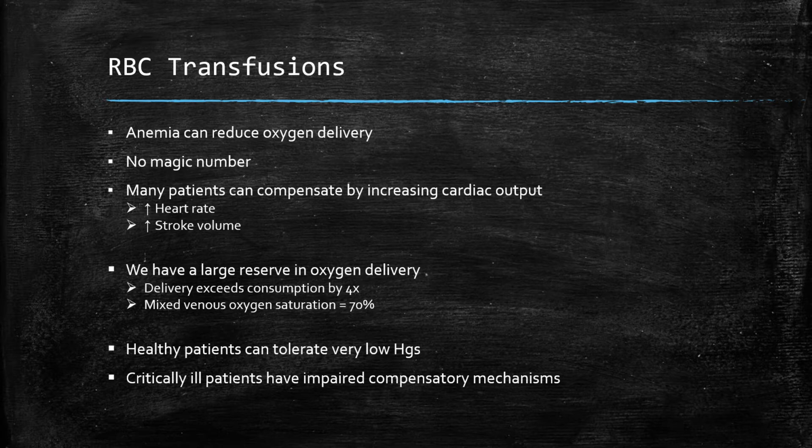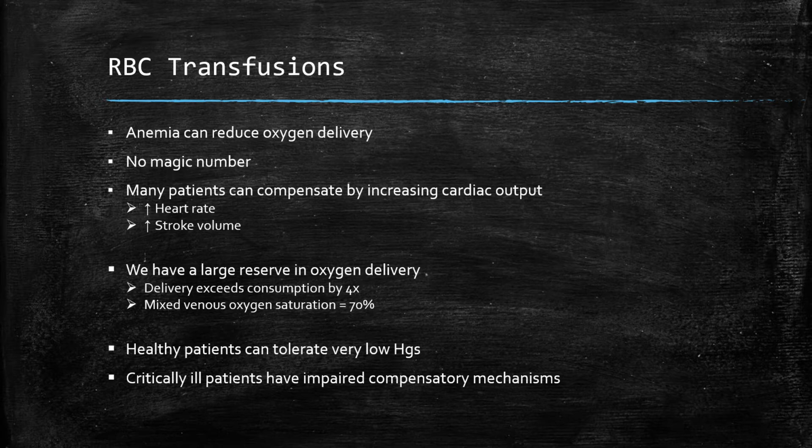Now, the decision to transfuse a patient or not is in no way a simple one. There's certainly no magic number of hemoglobin that we can universally rely on. Certainly, as the hemoglobin gets close to 7, we're going to want to be asking the question as to whether our patient might benefit from a transfusion.